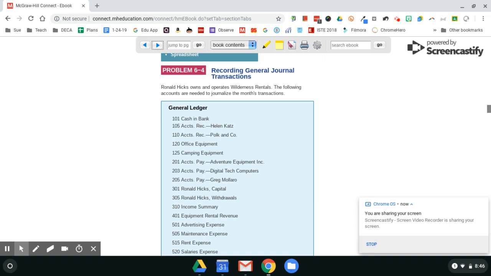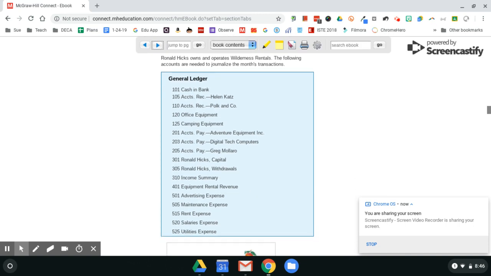And try and demonstrate problem 6.4, and I only have 10 minutes, so you might need to stop and start it. But basically, we're going to journalize transactions in our new journal. And this first problem is the wilderness rentals. So the revenue is like equipment revenue. Okay, here's their chart of accounts.